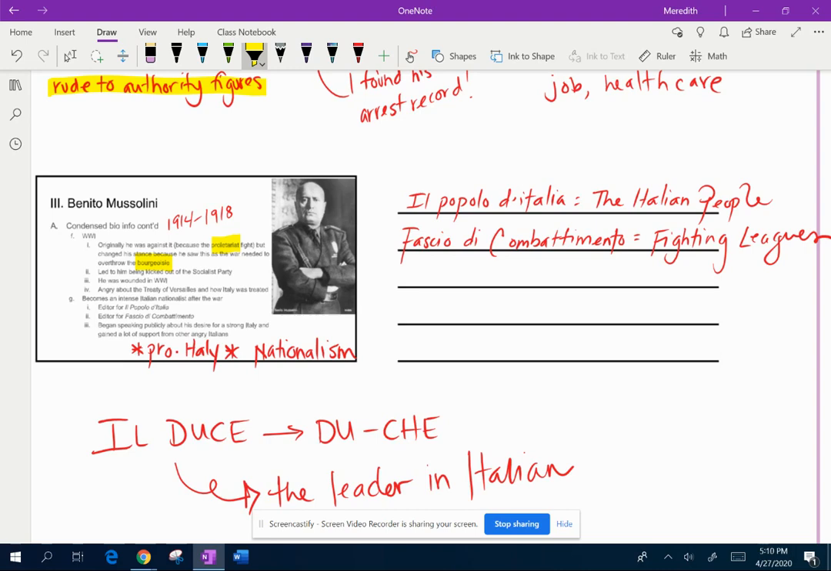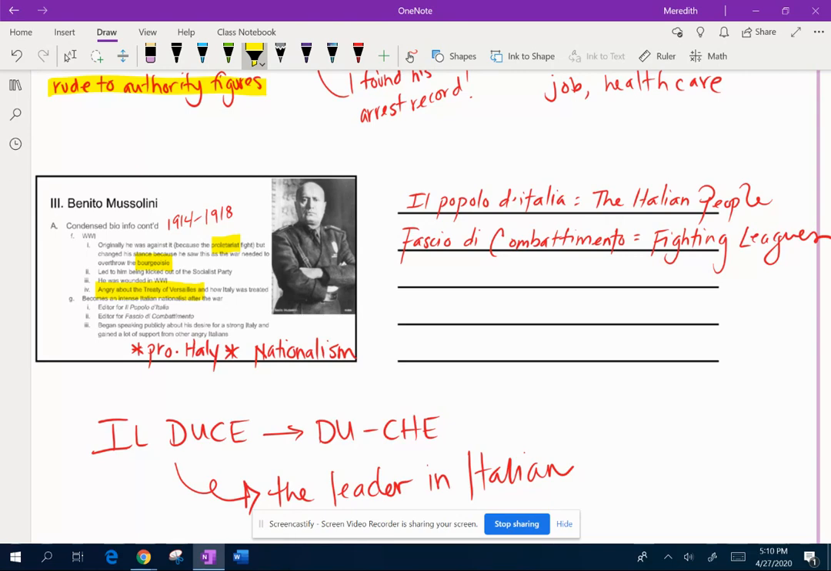And so nothing really of note in World War I. He was wounded, but who wasn't? And he is particularly angry about the Treaty of Versailles and how Italy is treated. Also, who wasn't? But those things consume him. So he becomes an intensely nationalistic Italian after the war.